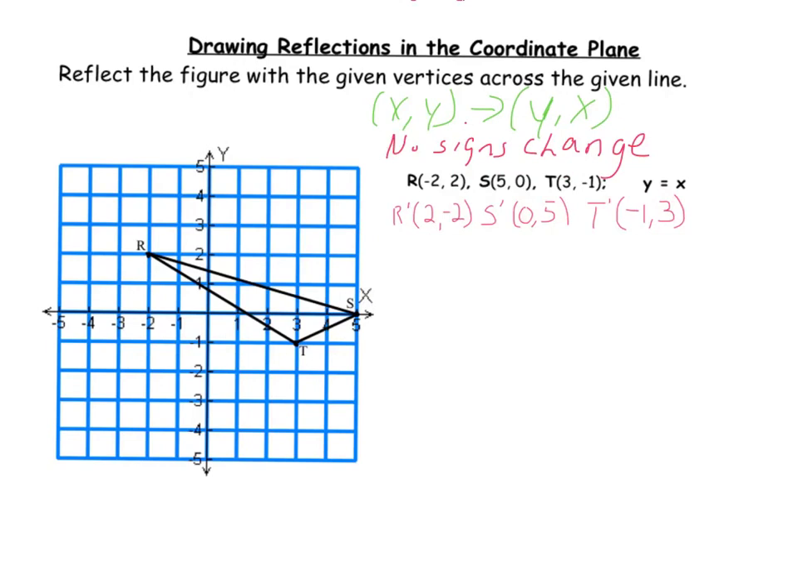Now you have to plot your points in. So we have r prime, 2, -2, right there. S prime, 0, left and right first, then up 5. We end up way up here, S prime. And T, -1 and 3, puts us over here for our T prime. And then just like the others, you connect the dots. You can see our picture sort of flipped right along this axis right here. And that's the axis y equals x.